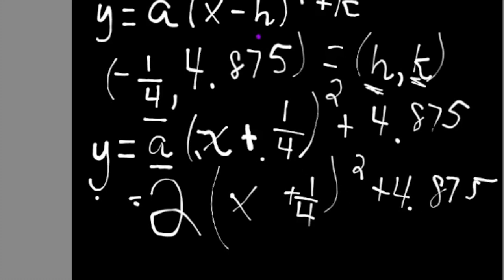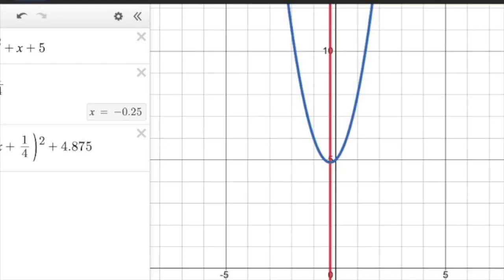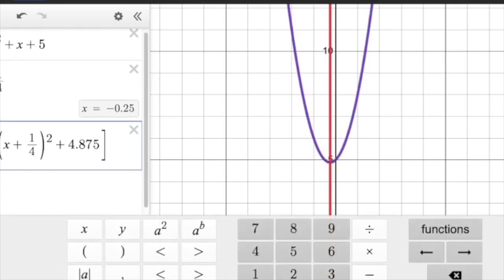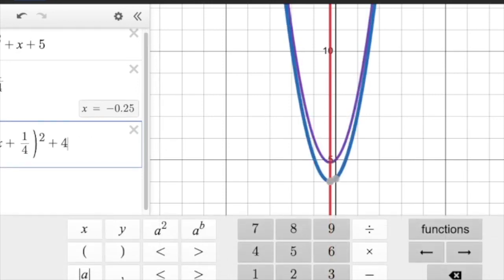equals y. And to check yourself, you can go back into our Desmos calculator, plug in your vertex form, and ensure that the lines cross over. See, they are crossing over. I can show you that. Plus 4.875. And there you go.